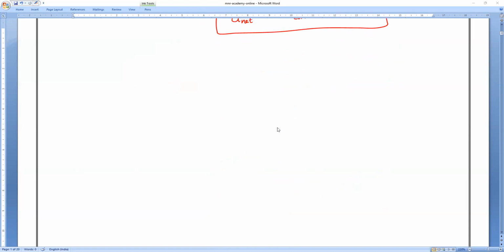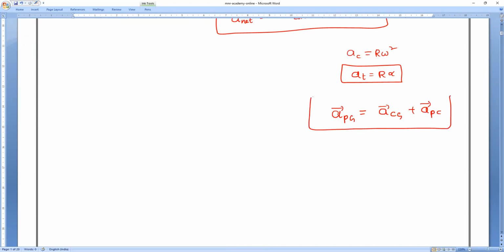Now with the help of this acceleration concept, it will always be there for every point. Always remember, centripetal acceleration is equal to r omega square, and tangential acceleration is equal to r alpha. That is what you have to remember. So finally, the acceleration of a particle with respect to ground is the acceleration of the center with respect to ground plus the acceleration of the particle with respect to the center. This is the formula for acceleration.